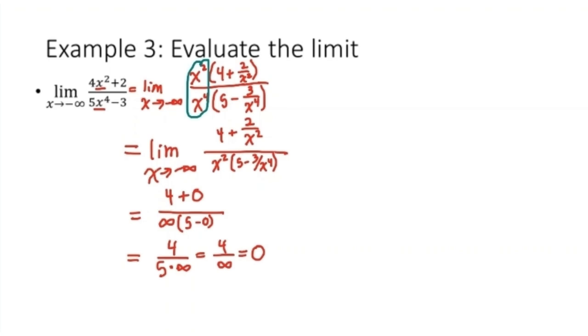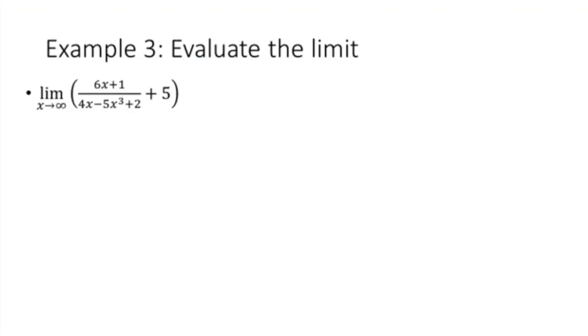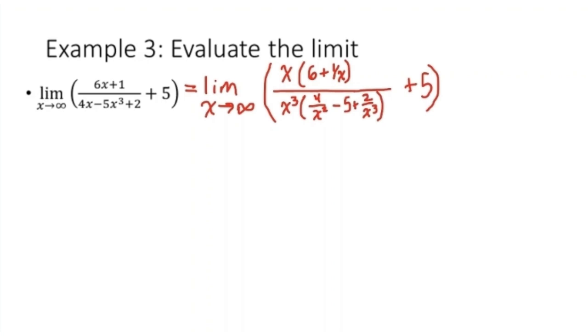Now we're going to take the limit as x approaches infinity of 6x plus 1 all over 4x minus 5x cubed plus 2, plus 5. Focusing on the 6x plus 1, we're going to start off by factoring out the highest power, which is x, and in the denominator, we'll factor out the x cubed. Now we can reduce the x and the x cubed.